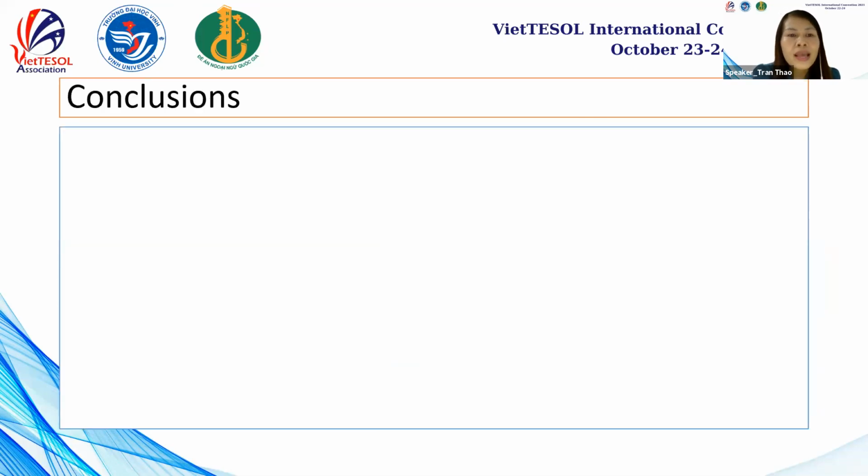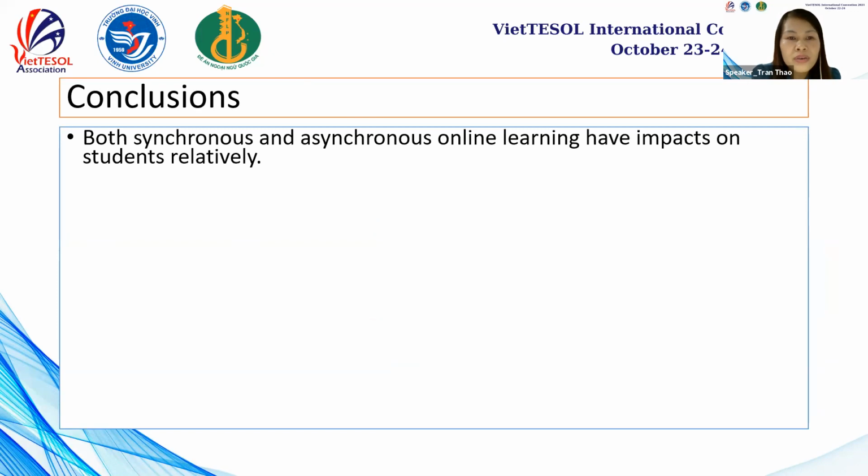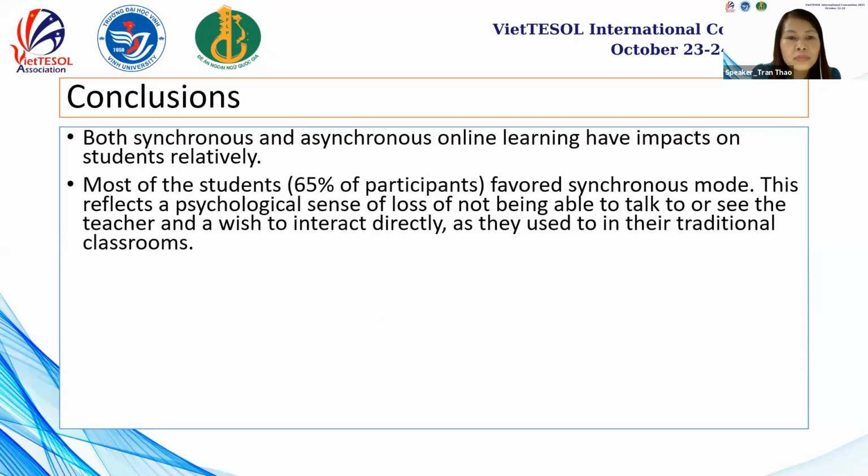Okay. So from the data, I came to the following conclusions. The first one: both synchronous and asynchronous online learning have impacts on students. And most students, as I mentioned before, 65% of participants, favor synchronous most. This reflects a psychological sense of loss at not being able to talk to or see the teacher, and a wish to interact directly as they used to in their traditional classroom.